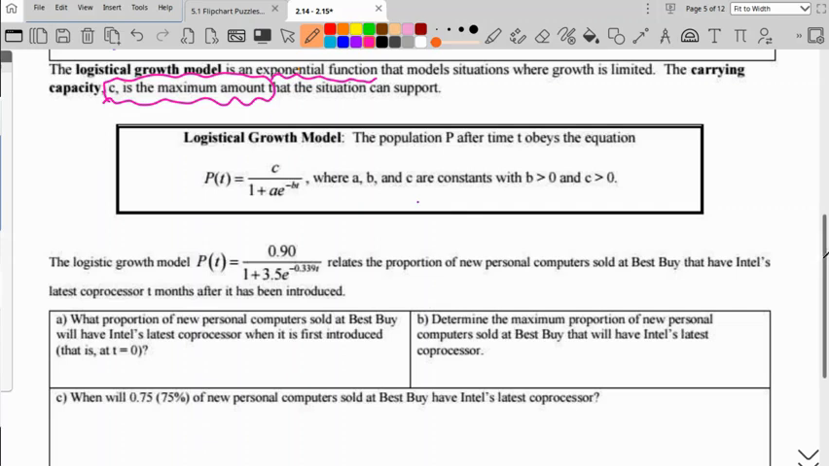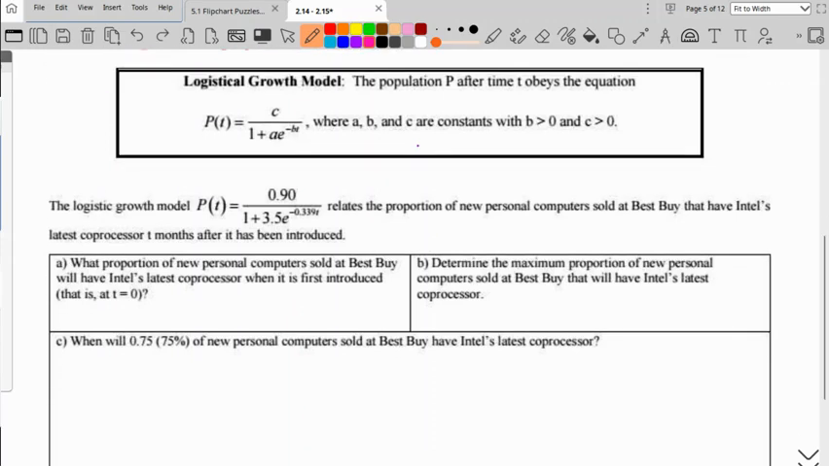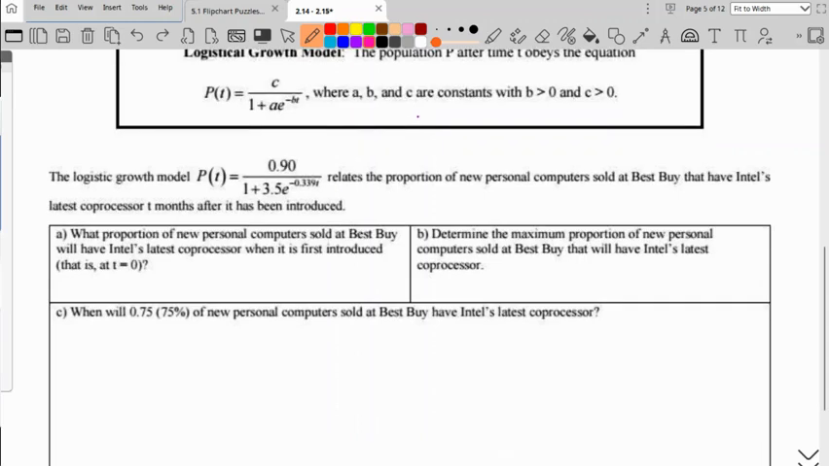It says the logistic growth model is the population P after time T obeys the equation P of T equals C over 1 plus A times e to the negative BT, where A, B, and C are constants, and B is greater than 0, and C is greater than 0. That's the generic model for logistic growth, and you can see it usually has to do with populations over time, but this application is actually for the number of items at Best Buy. So let's see how they use that.